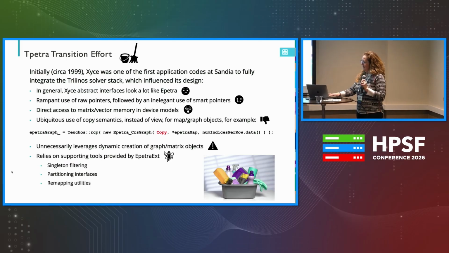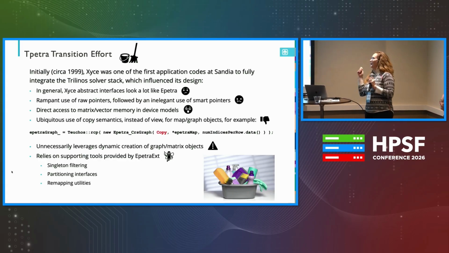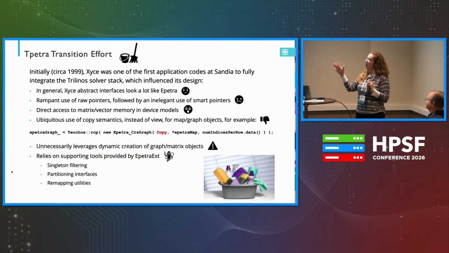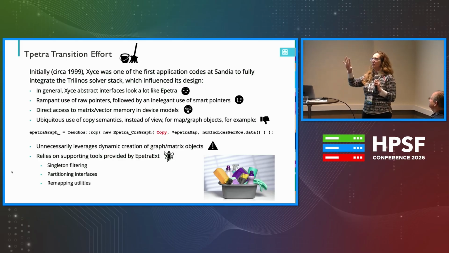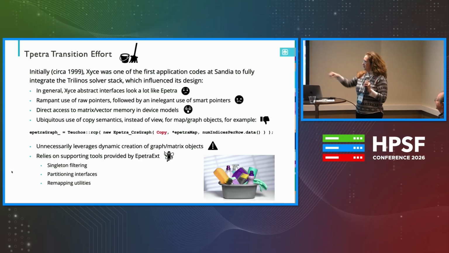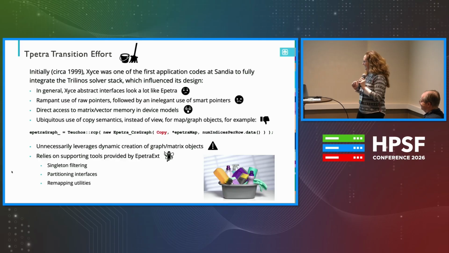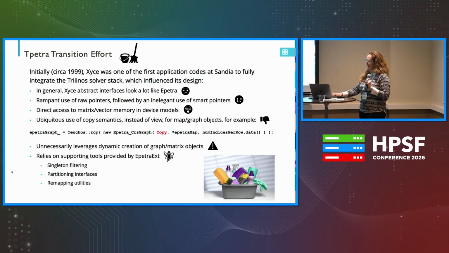That was good. And then we relied on a lot of supporting tools provided by T-Petra ext. That's my fairy. The fairy was, I needed help. So, singleton filtering, partitioning interfaces, remapping utilities, all the things that sat in that two-layer redistribution that I showed a couple slides ago, all these tools sat in that redistribution layer. And so I needed to ask for help. Right, Kurt? Yeah, I asked for help. He's so happy I did.